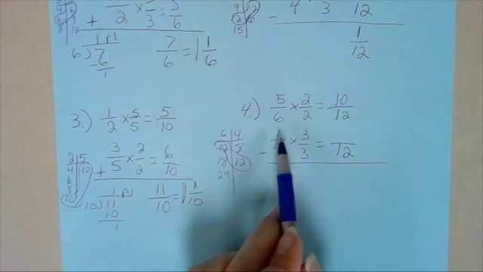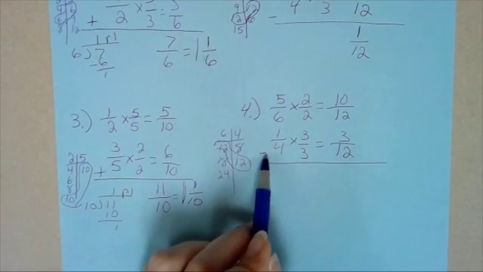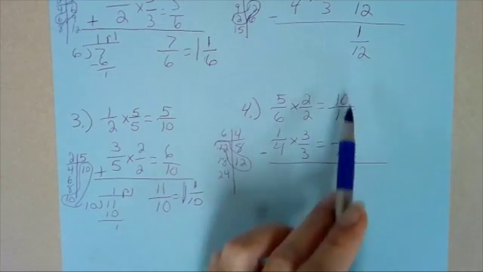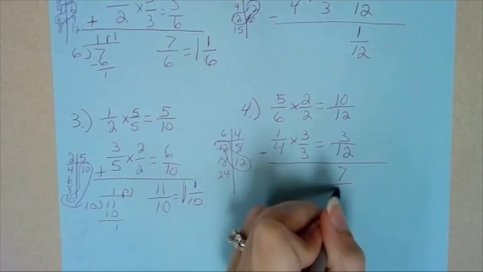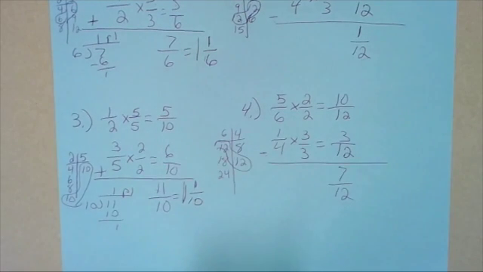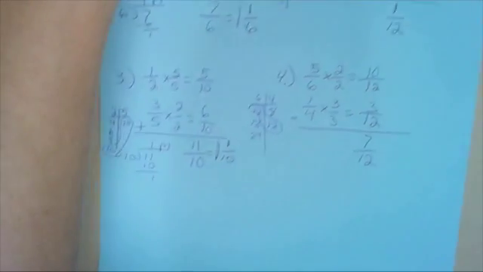It's a subtraction problem. 10 take away 3 is 7. My denominator stays the same. It's not improper, so I can't convert it to a mixed number. I can't simplify it. It's already simplified. Moving on to number 5.